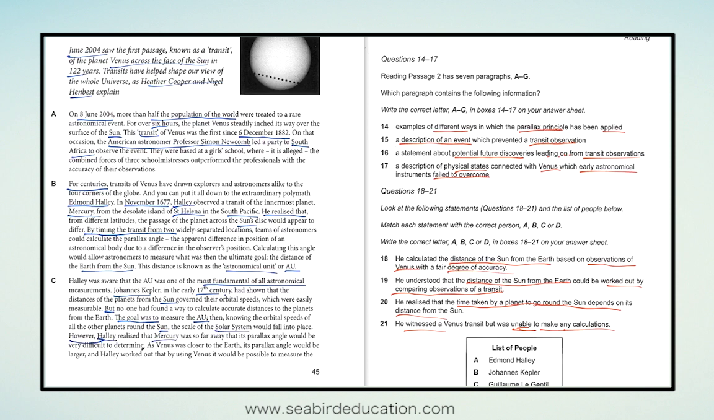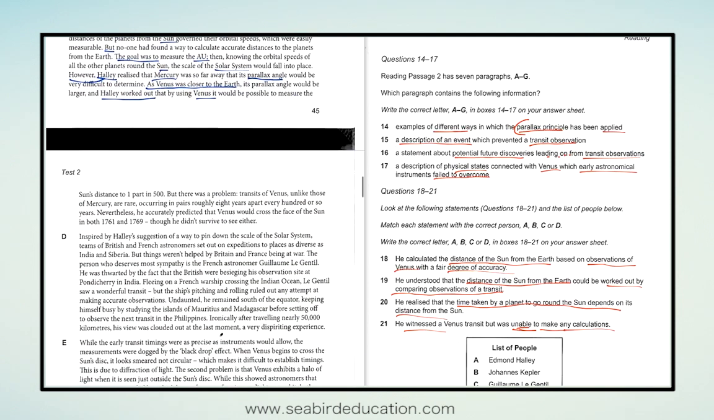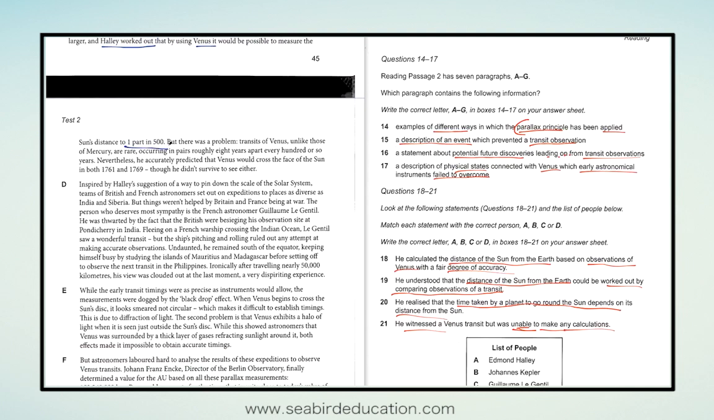Halley realized Mercury was. Got this parallax angle, which is useful because we've seen it up here with this parallax principle. As Venus was closer to Earth, Halley worked out using Venus. Okay. One part. But there was a problem. Unlike those. Nevertheless, these are all very useful. Didn't survive to see either. Inspired by Halley's suggestion of a way to pin down the scale, teams of British and French went to India and Siberia. Things weren't helped by Britain and France being.